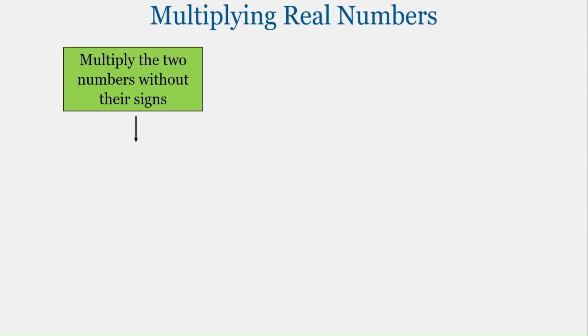So what are the rules for multiplying real numbers? So the first thing you're going to want to do is you're going to want to multiply those 2 numbers without their signs.